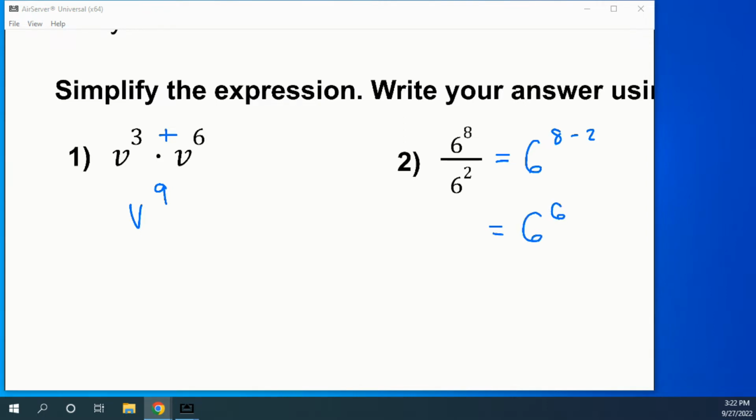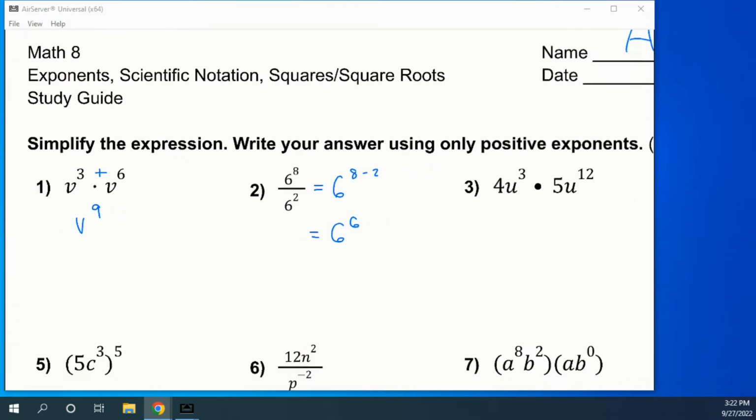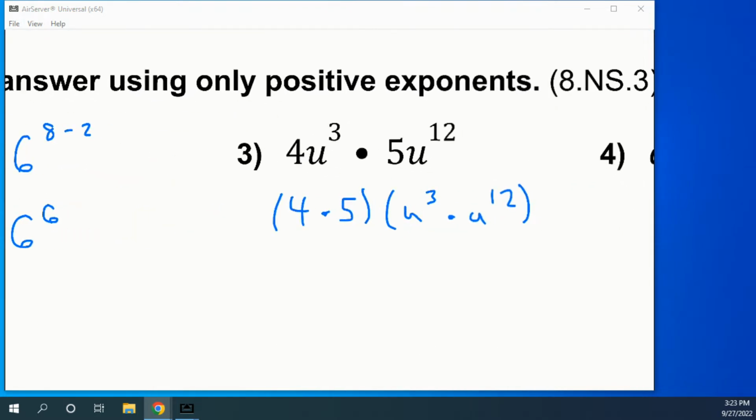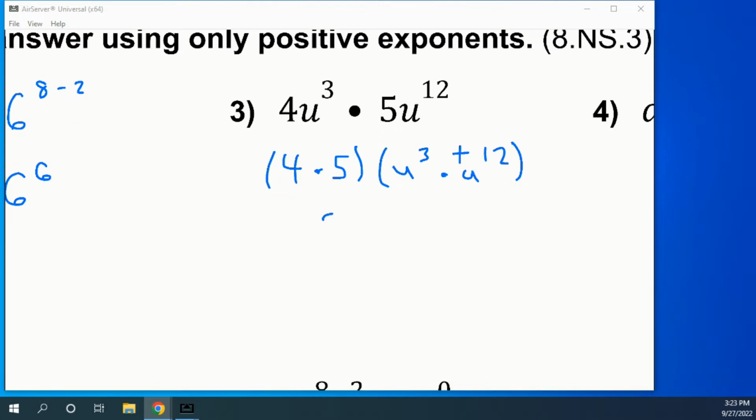Okay. For number 3, multiply what you can. So I believe the way that I taught you was 4 times 5, and then the u to the third times u to the 12th. So we're going to add our exponents here. 4 times 5 is 20. U to the 3 plus 12 is u to the 15th.